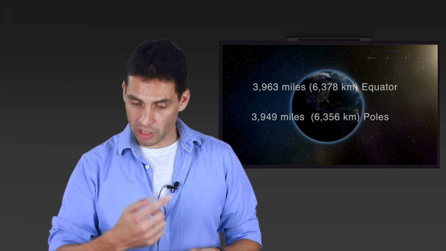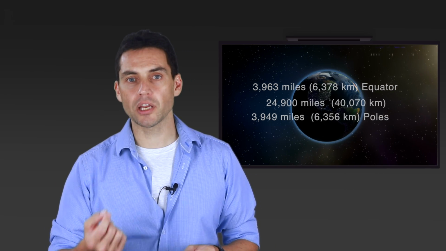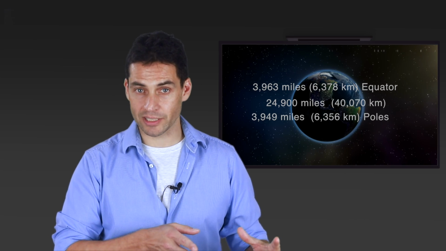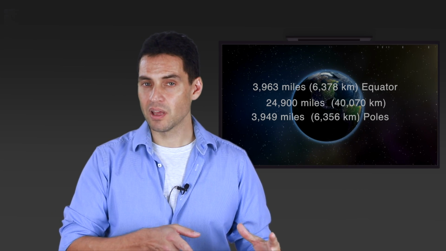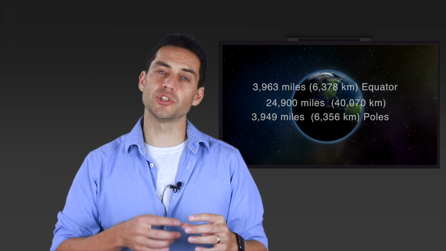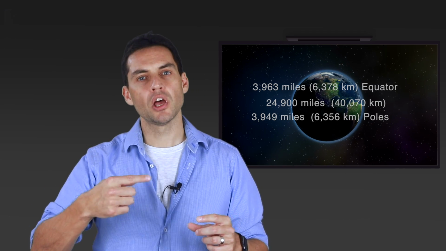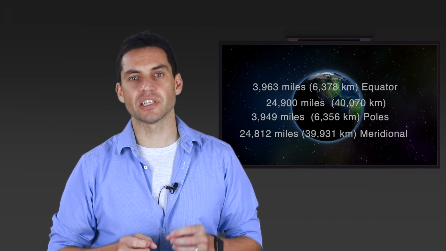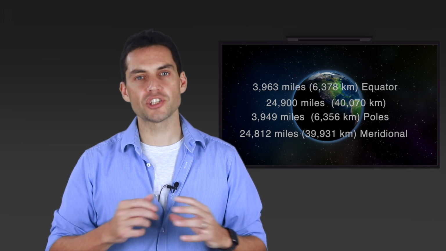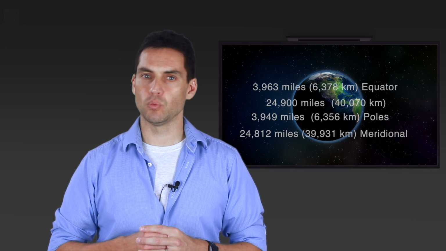This gives us a circumference of 24,900 miles, or 40,070 kilometers at the equator, but pole to pole, or what's known as the meridional circumference, Earth is only 24,812 miles, or 39,931 kilometers. And that is how we can measure almost perfectly the size of the Earth from just using shadows.